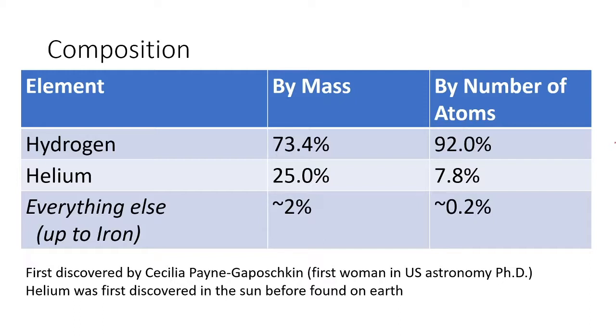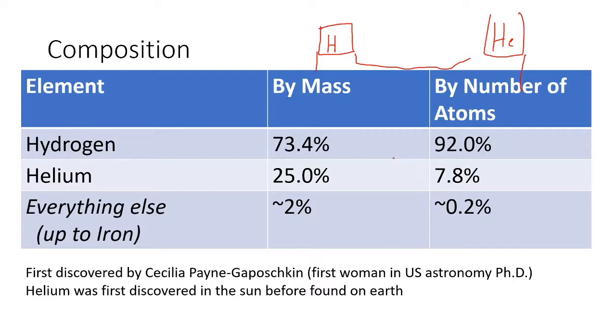Some even say an astronomer's periodic table would have two elements, would have hydrogen in one box, helium in another, and then just everything else below it. And in terms of the number of atoms in the universe, they're right. Most of the matter in the universe is going to be in the stars, not in the planets, because the planets are so much smaller. So most of the universe is hydrogen and helium. And this was first discovered by Cecilia Payne-Gaposchkin, which is interesting because she was the first woman in the United States to get a PhD in astronomy, and she just helped discover the composition of our sun. So it was a pretty important discovery.